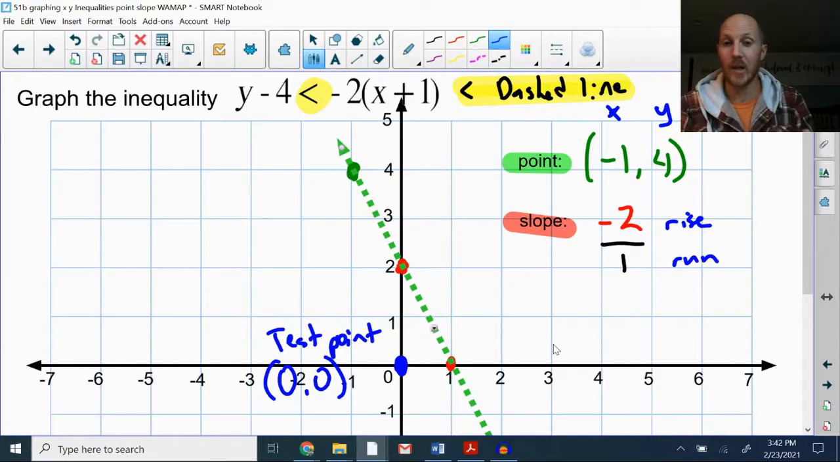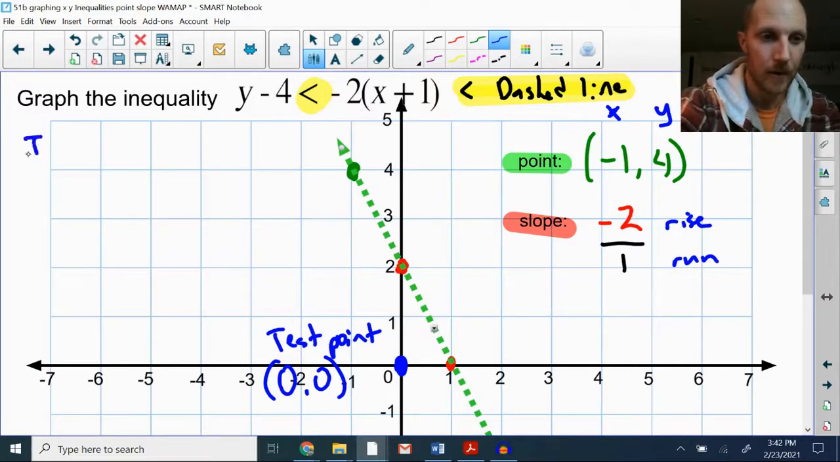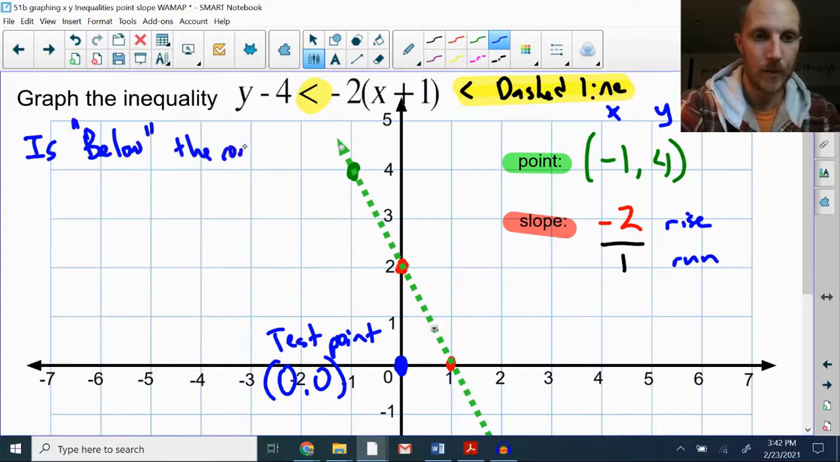So really what I'm testing when I use these coordinates is, down from the line, is that the correct part of the graph to shade? Okay, that's the question really that I am answering. Is below the correct place to shade?